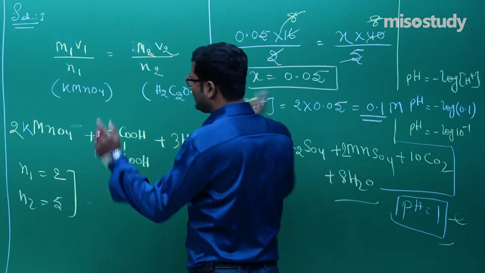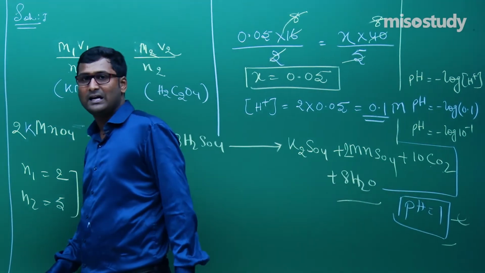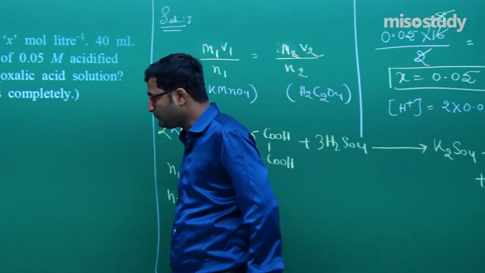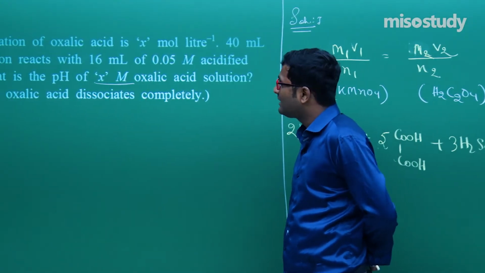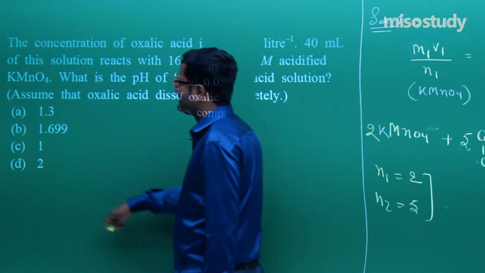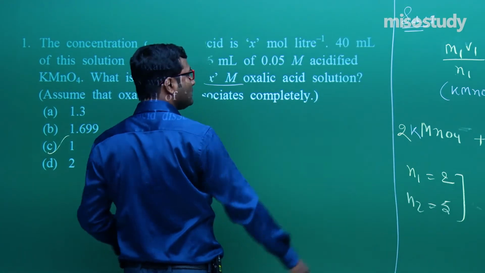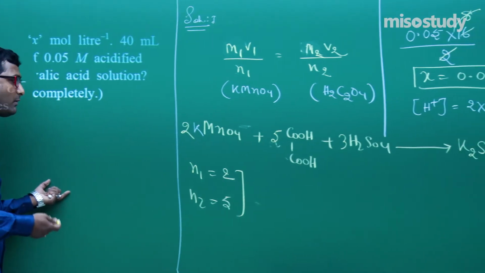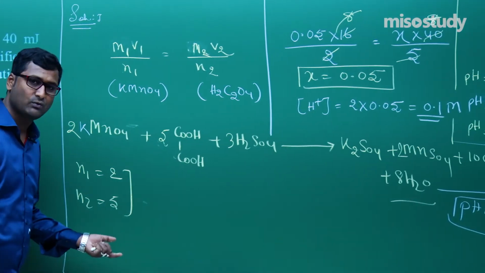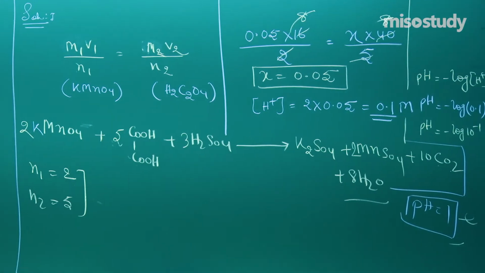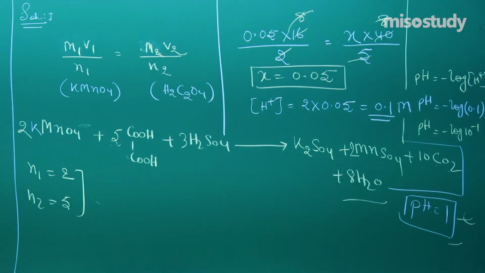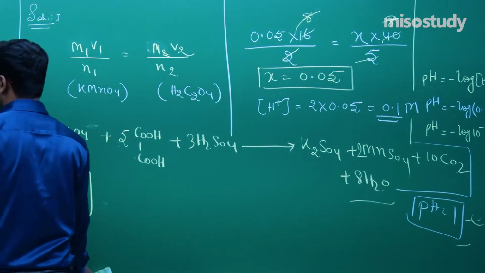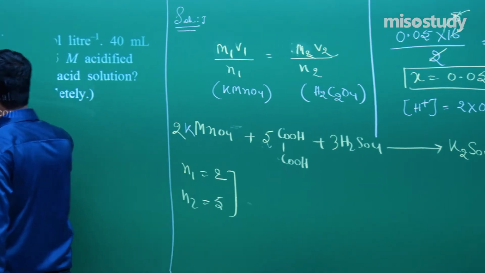Clear? So for this question, what is the value of pH? That is the C option. Check the whole solution completely. Look, this is very simple. First of all, you have to write down the balanced equation, then you move on, and definitely you will find the answer. Clear friends? I am going to rub this part and let's move to the next question.